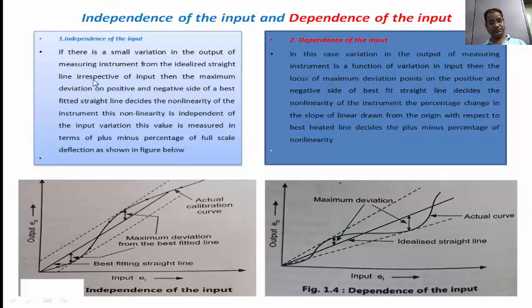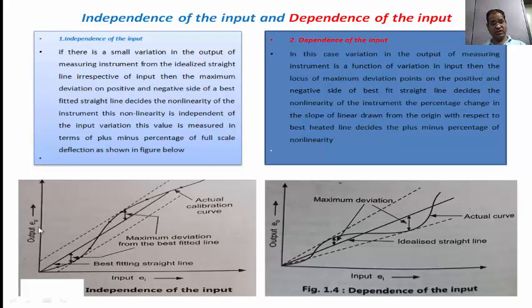You can say that if there is a small variation in the output of the measuring instrument from the idealized straight line irrespective of input, the maximum deviation on the positive and negative side of the best fitted straight line decides the non-linearity of the instrument. This non-linearity is independent of the input variation. This value is measured in terms of plus minus percentage of full deflection. So this is independence of input.